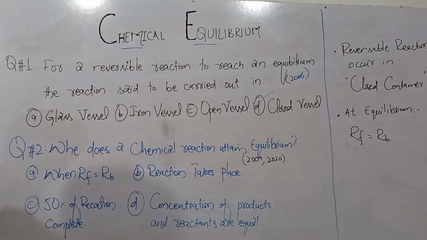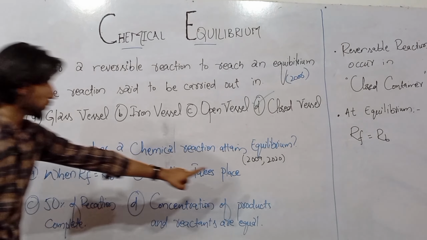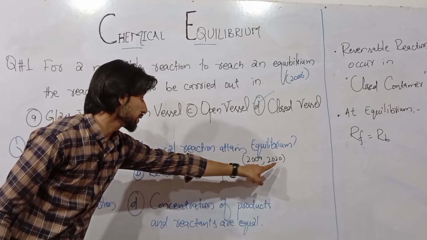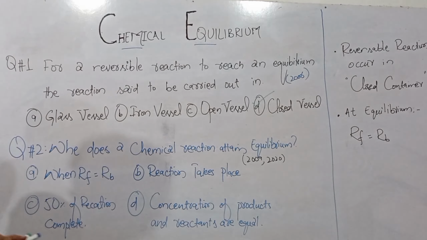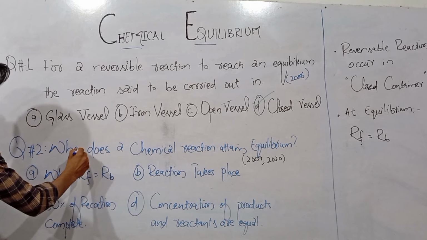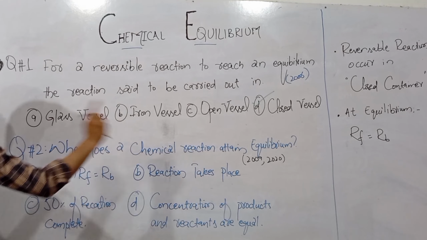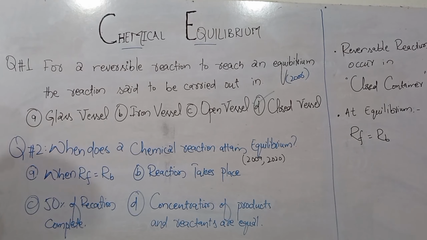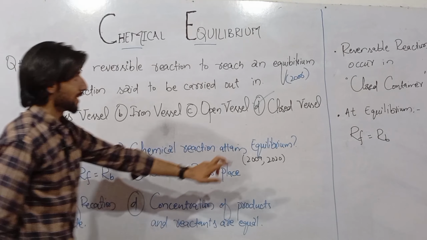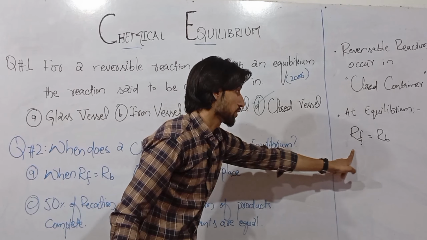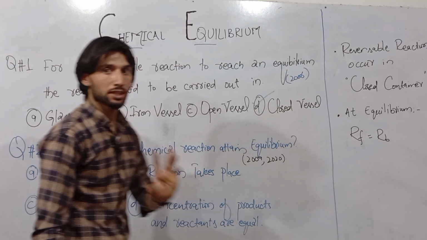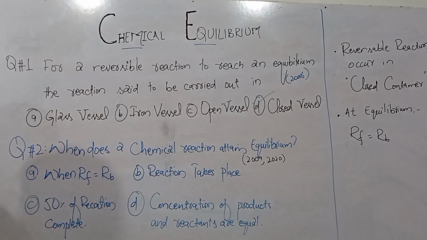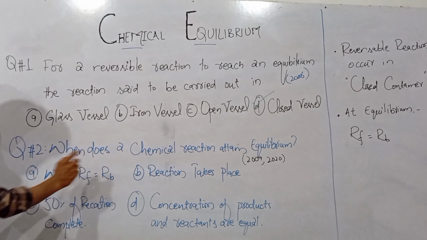Now the second question. This question was repeated in the 2009 paper and then reappeared in the 2020 paper, the same question. When does a chemical reaction attain equilibrium? As said earlier, at equilibrium, the rate of forward reaction equals the rate of backward reaction. So the answer is the first one: rate of forward reaction is equal to rate of backward reaction.